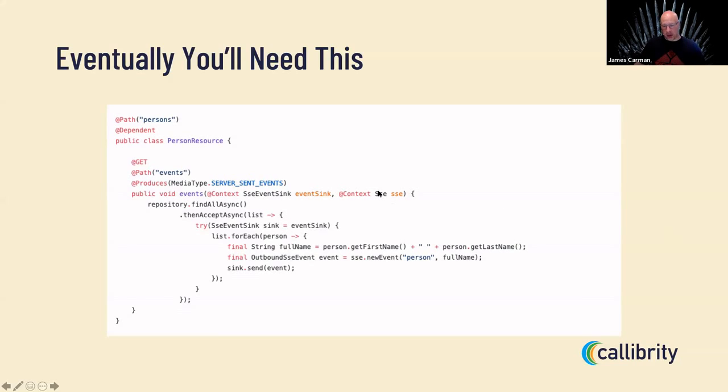This is similar to JMS, Java Message Service, which does the same thing. We'd say, okay, SSE provider, please give me a new event where the name of the event is person, and I just put the full name as the data of the event, and then we send it to the sink. Again, we're using that try with resources trick here, right? So this sink object will actually be closed automatically at the end of this little block for us. Cool. Pretty straightforward.